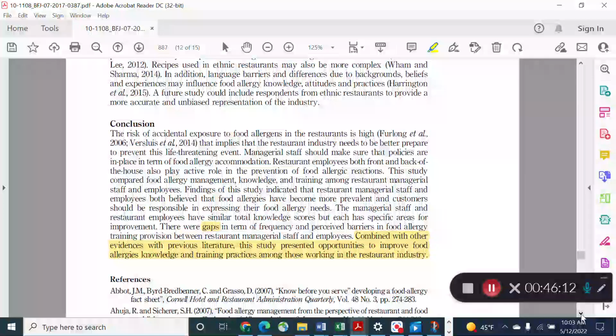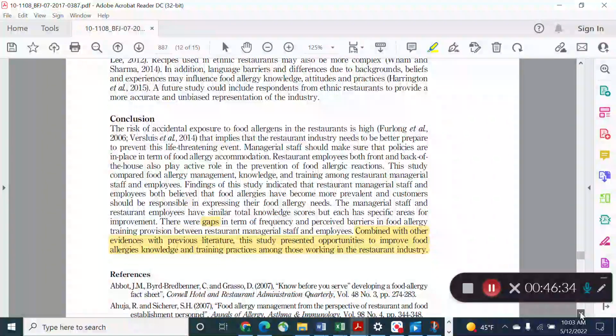And so their very last statement here is, combined with other evidences with previous research, this study presented opportunities to improve allergy knowledge and training practices among those working in the food service industry or the restaurant industry. So, again, I think the final stuff here is actually pretty good.